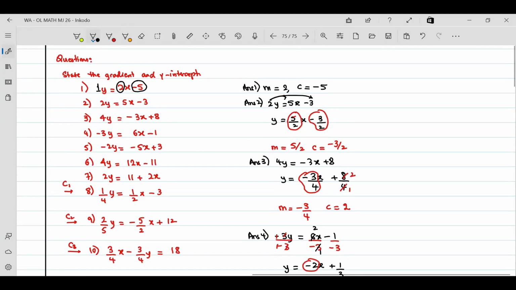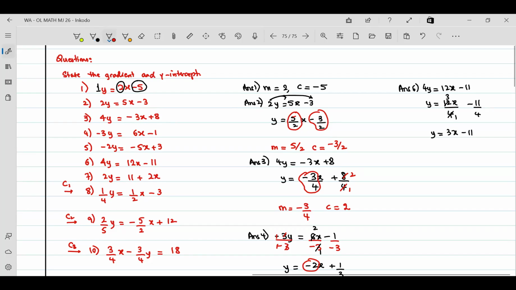Let's start off with answer number 6 here. I'll send you this file, don't worry. So 4y equals to 12x minus 11. Now you take the 4 away, that's 12x over 4 minus 11 over 4. If it is simplifiable, simplify it. 4 1 times and 4 3 times. So the equation that you have is y equals to 3x minus 11 over 4.